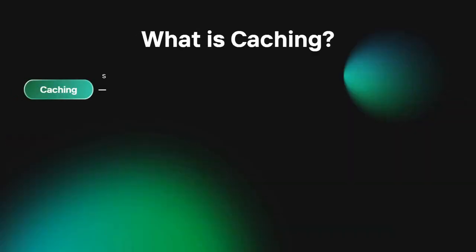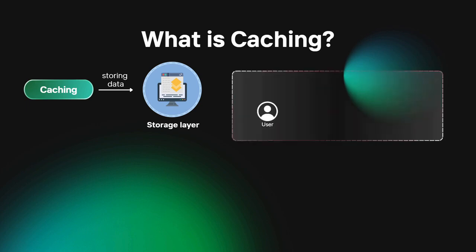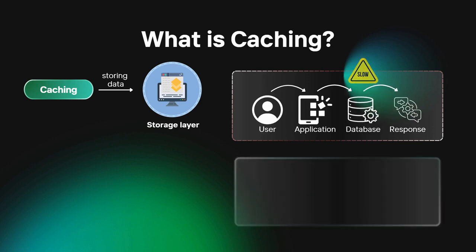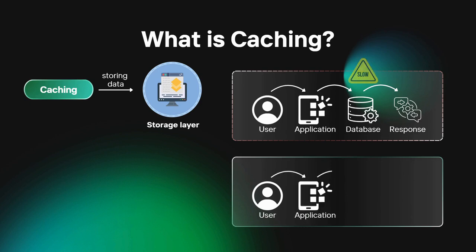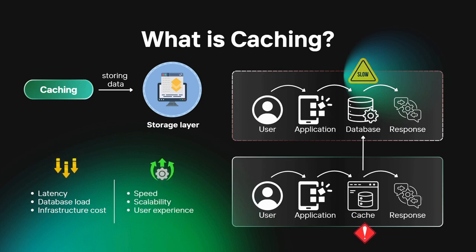So, what is caching? Caching is simply storing frequently accessed data in a faster storage layer, usually memory, so we don't hit the database every time. Normally, a request looks like this: user to application to database to response. But databases are slower than memory, so we do user to application to cache to response. The database is only accessed if the cache misses. This reduces latency, database load, and infrastructure cost, and improves scalability, speed, and user experience.